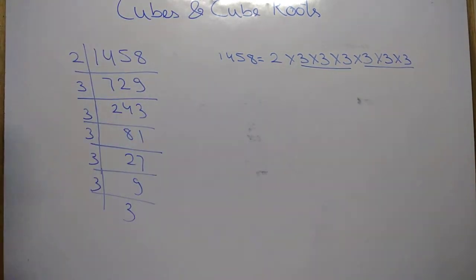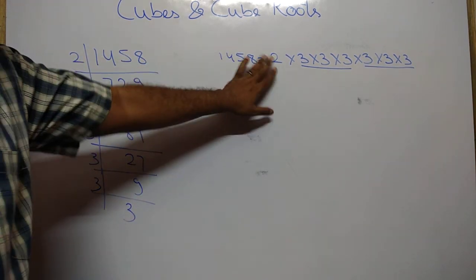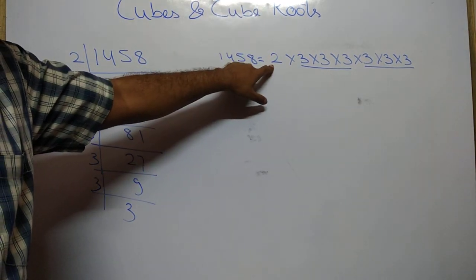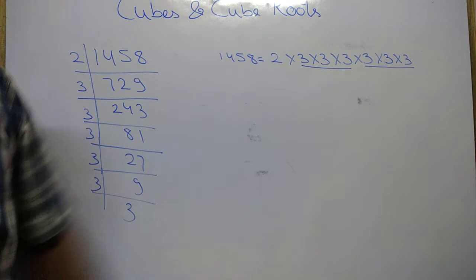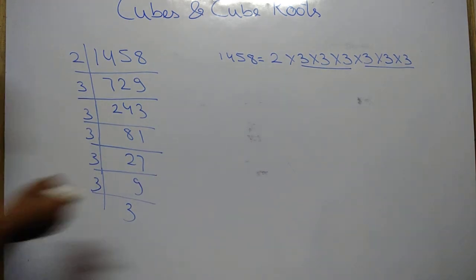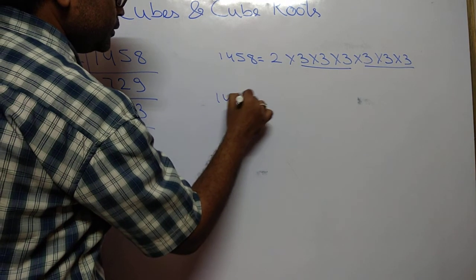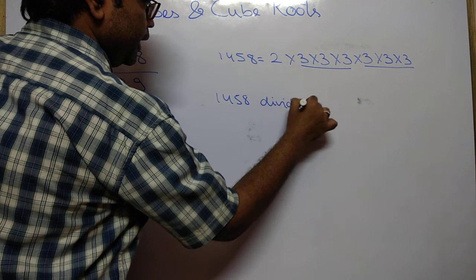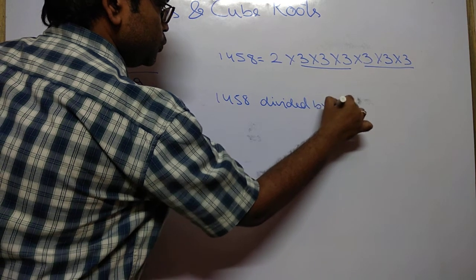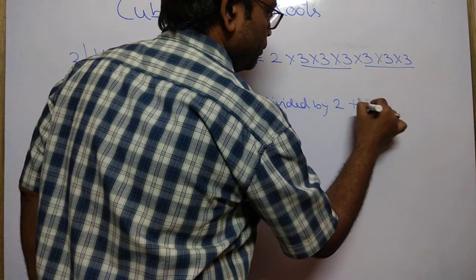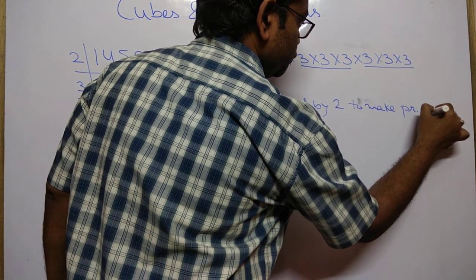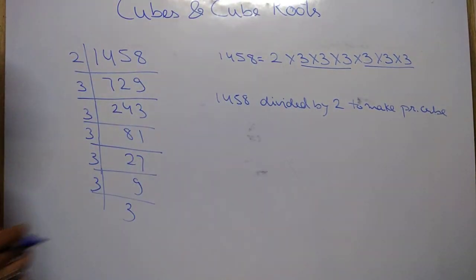If we make groups of 3, see one 3 and one 3. So by which number will we divide to make it a cube? The remaining one. If we divide this by 2, this 2 is omitted, and then we have a perfect cube number. So 1458 must be divided by 2 to make a perfect cube.